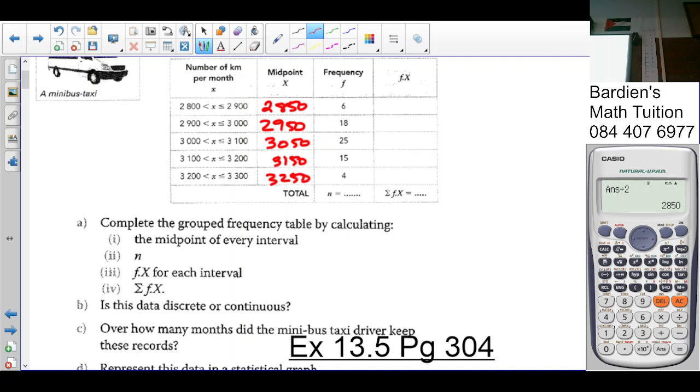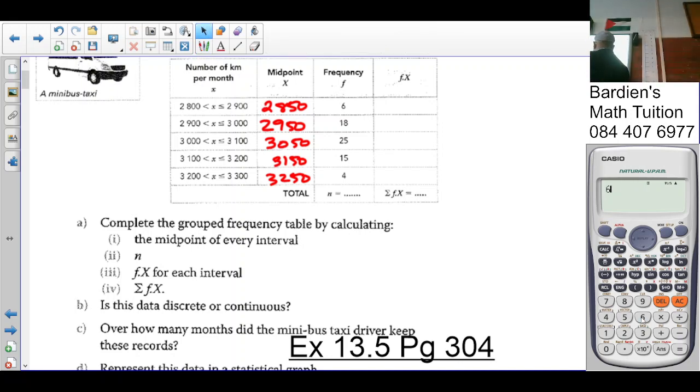Okay, I didn't even read you. Complete the grouped frequency table by calculating the first case, the midpoint of every class interval. We just did that. N is the number of months recorded. So it's going to be 6 plus 18, which is 24, plus 25 is 49, 59, 63, 68. Is that correct?